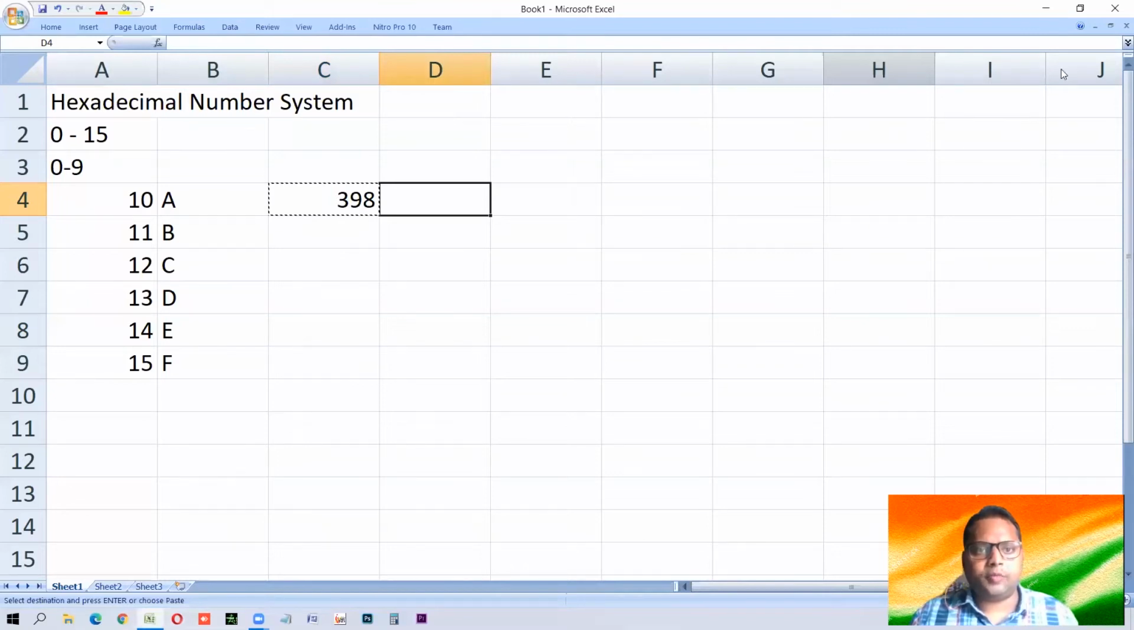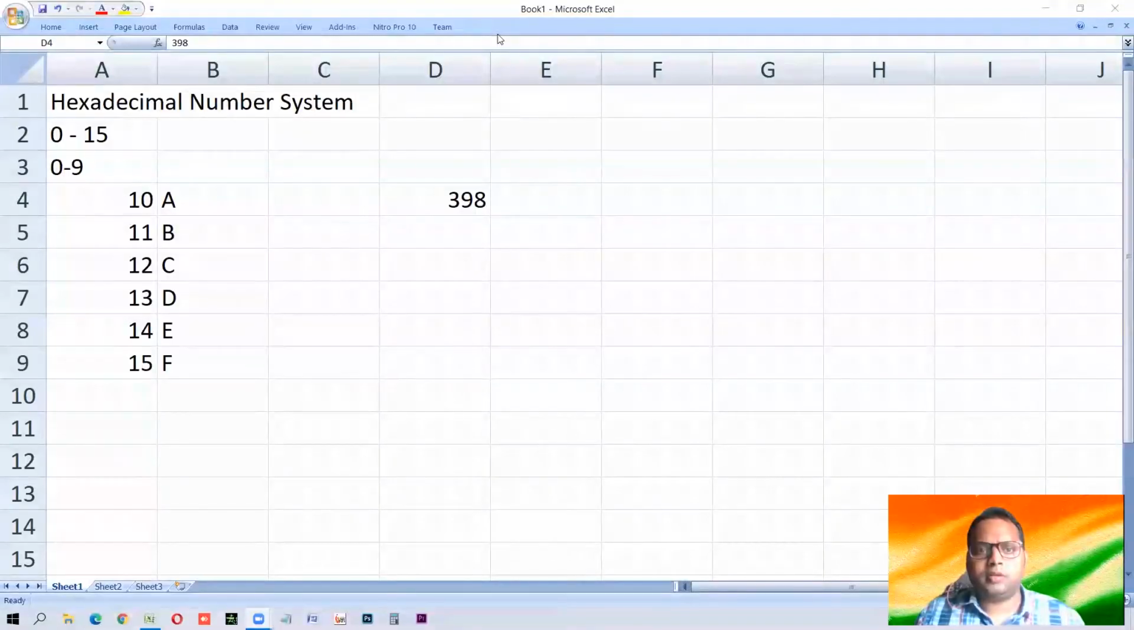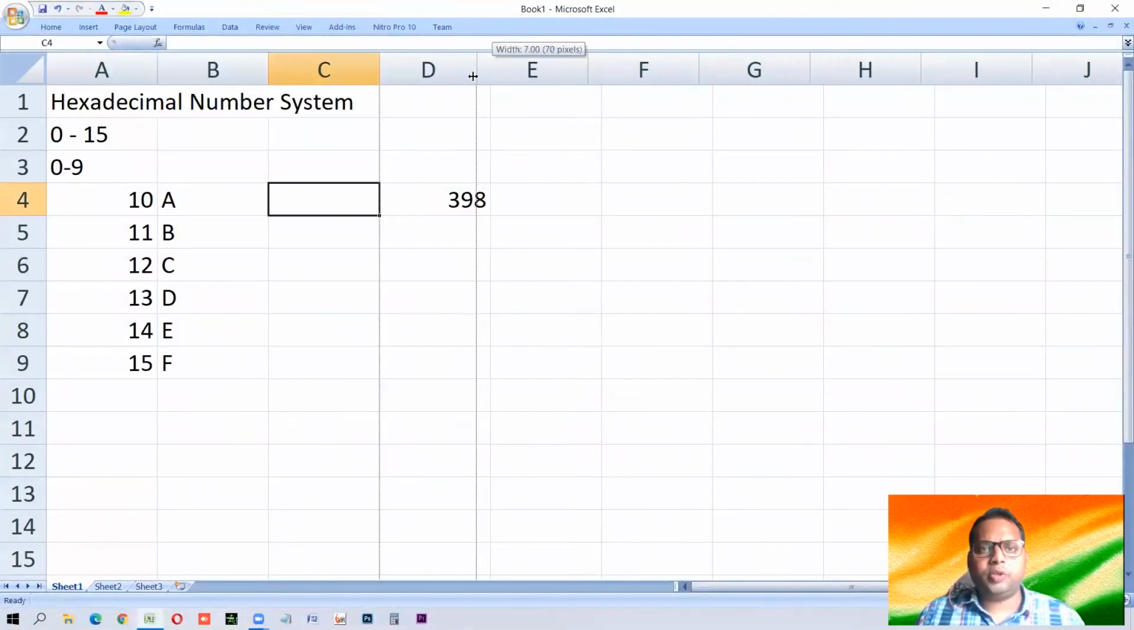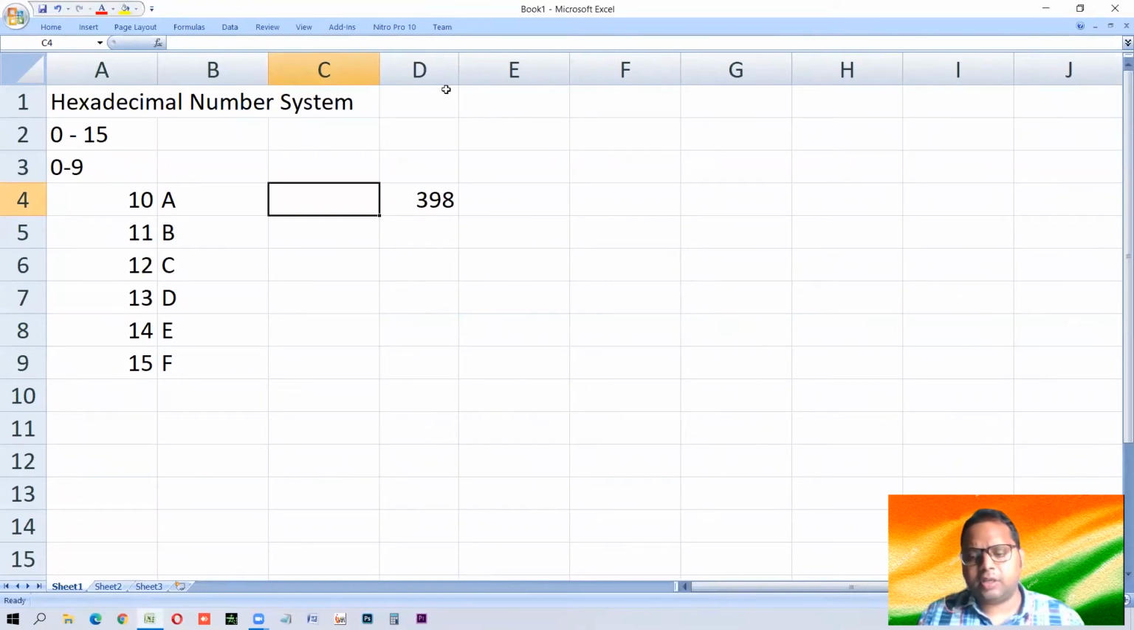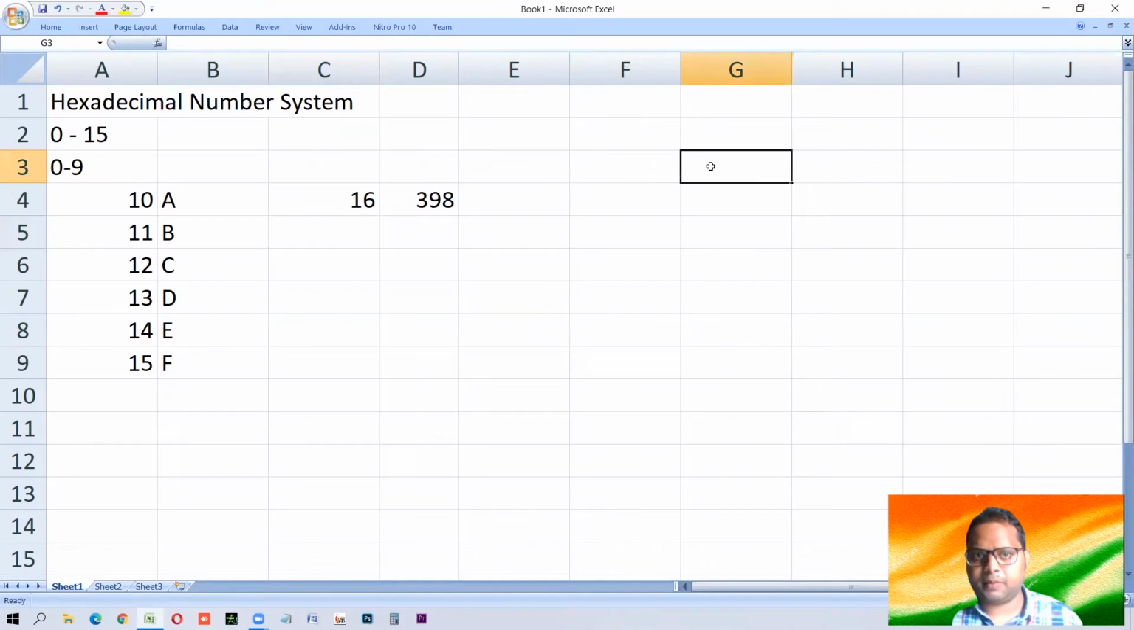Now what we wish to convert this into is hexadecimal. When we need to convert a given decimal number to binary, we keep dividing by 2. And if we want to convert any decimal number to octal, then we divide it by 8. The same way, we divide it by 16 if we wish to convert any decimal number to hexadecimal.